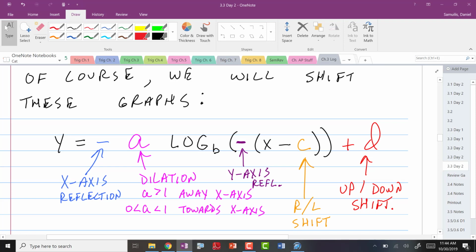Because you pull out a negative first, and when you pull that out, 2 minus x can be rewritten as negative 1 times the quantity x minus 2. Therefore, it's to the right. Did you get all that? Too much verbalization? Well, you'll get an example of that. And then on the outside of the parentheses, plus d is an up-down shift.